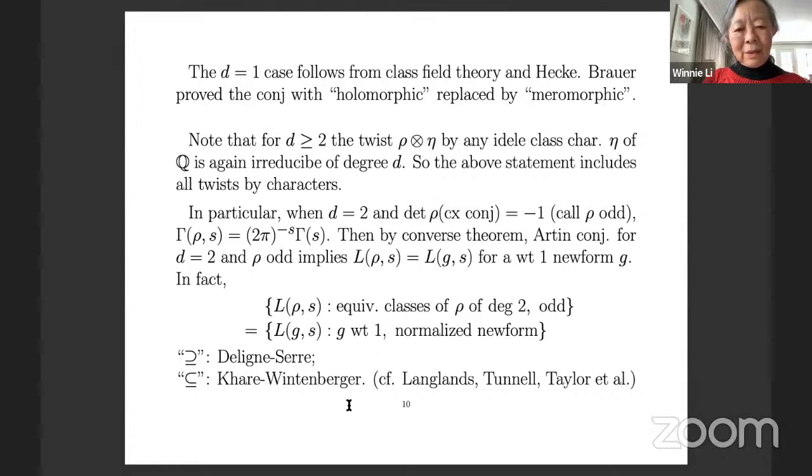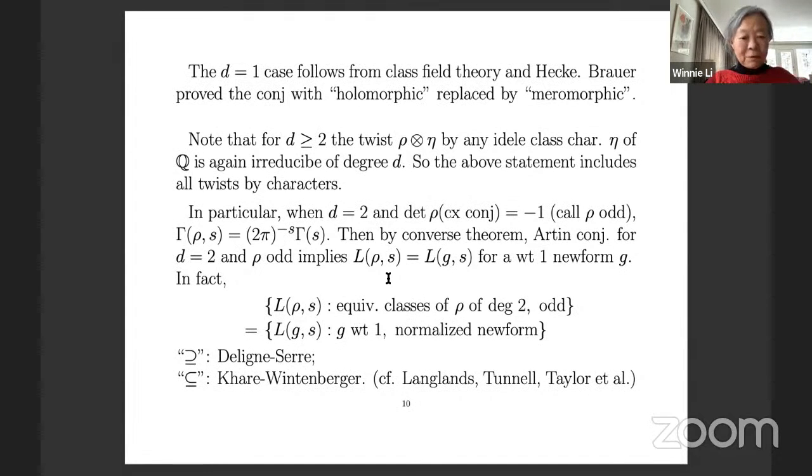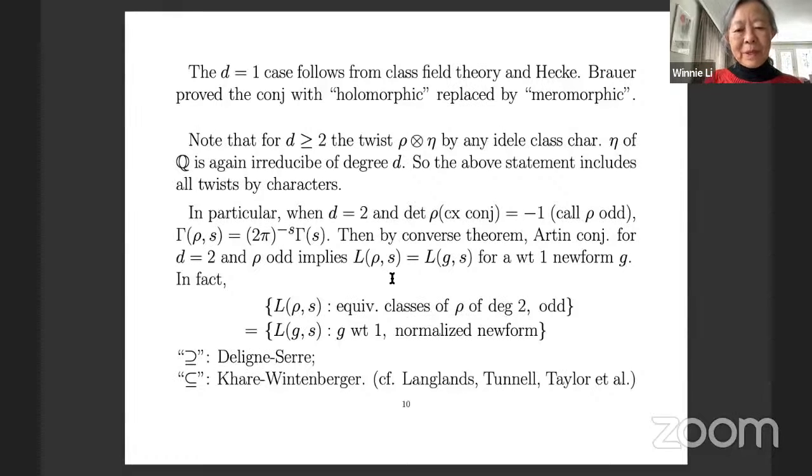In order to prove the Artin conjecture for representations of degree 2 and odd, in the old days the discussion was done in the following way. One looks at the projective image of such a representation. It could be dihedral, or A4, or S4, or A5. If it's dihedral, we know it comes from inducing a character of a quadratic extension, and then the Artin conjecture holds.